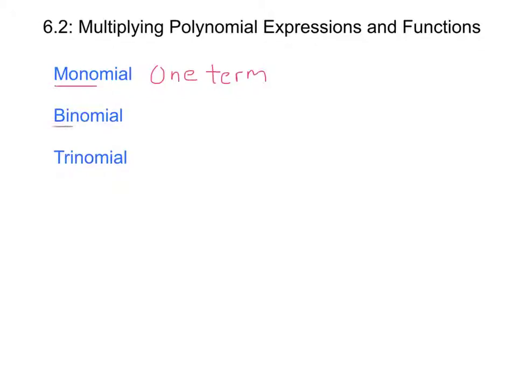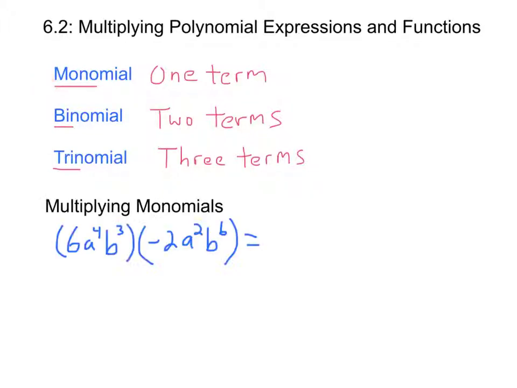A binomial, bi meaning two, has two terms. So there would be one addition or subtraction to separate out the terms. And a trinomial would have three terms. Now I'm going to start with the simplest kind of polynomial, and that's one that has just one term, monomials. And we'll start by going over how to multiply monomials together. And then from there we can work up to the more complicated problems.